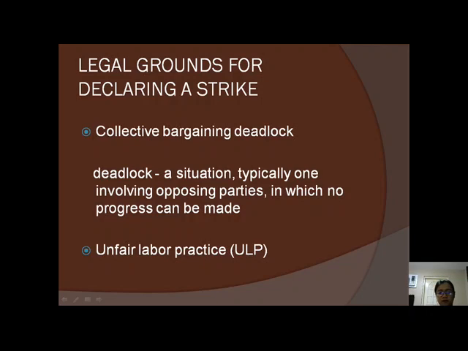And of course, unfair labor practices or ULP. So you may read the Labor Code on what those unfair labor practices are. But again, I will no longer discuss what those ULP involve.